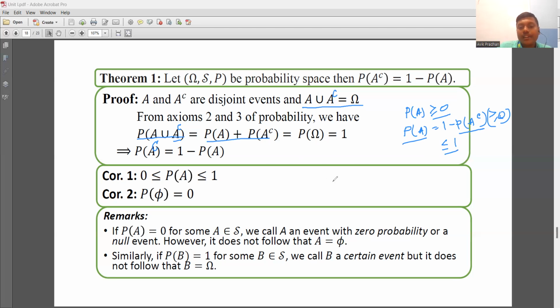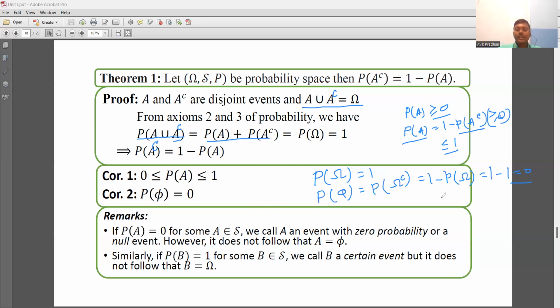The second corollary says that the probability of phi is equal to 0. How is it happening? We know that probability of omega is equal to 1, and probability of phi, which is probability of omega complement, is going to be 1 minus probability of omega. So this will be equal to 1 minus 1 equal to 0. As the null set is the complementary event to the whole sample space, probability of phi is going to be probability of omega complement, which is equal to 0.